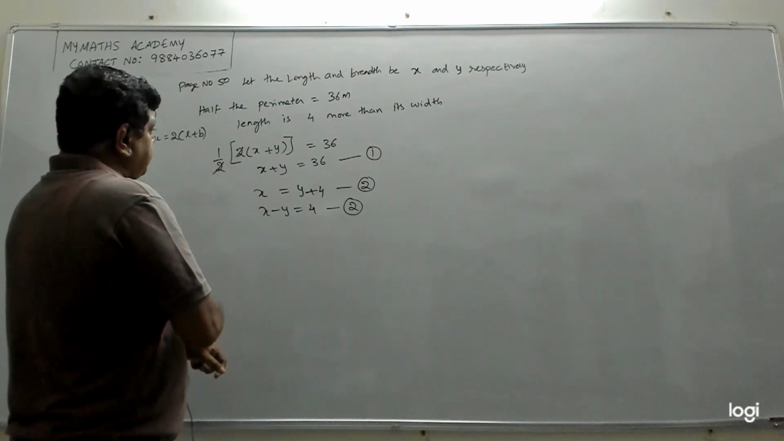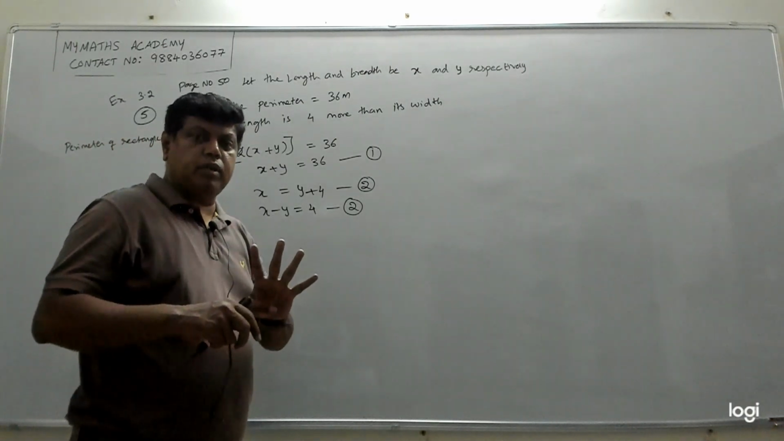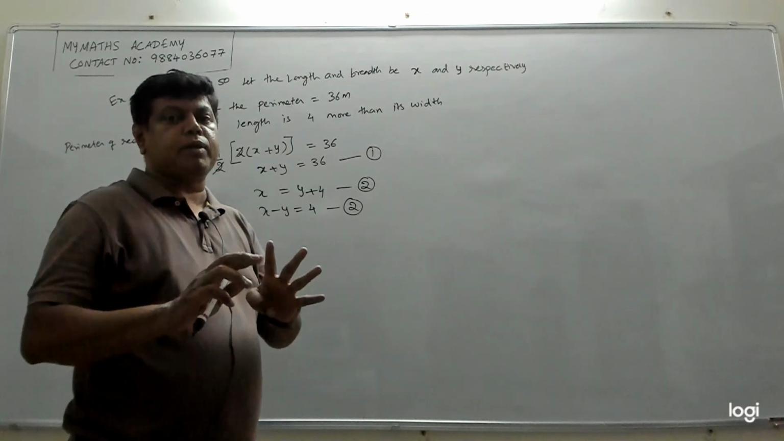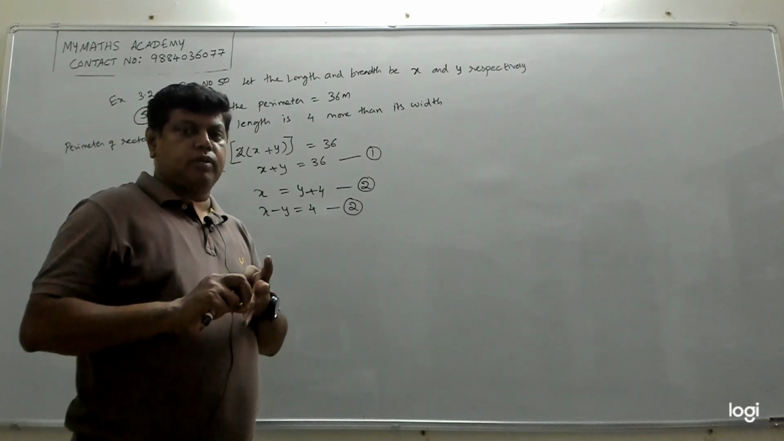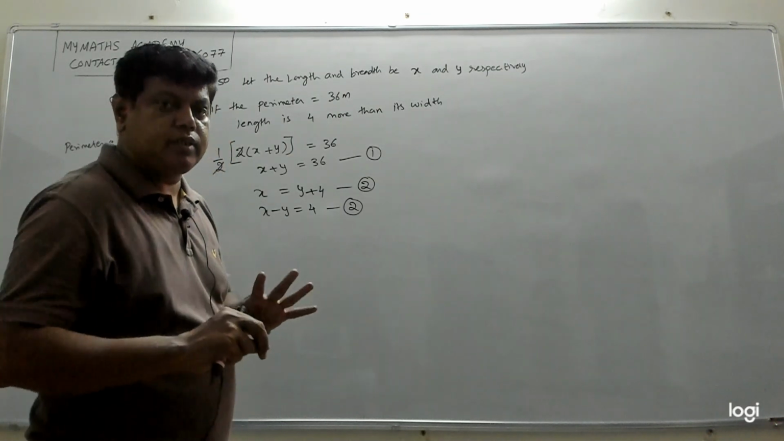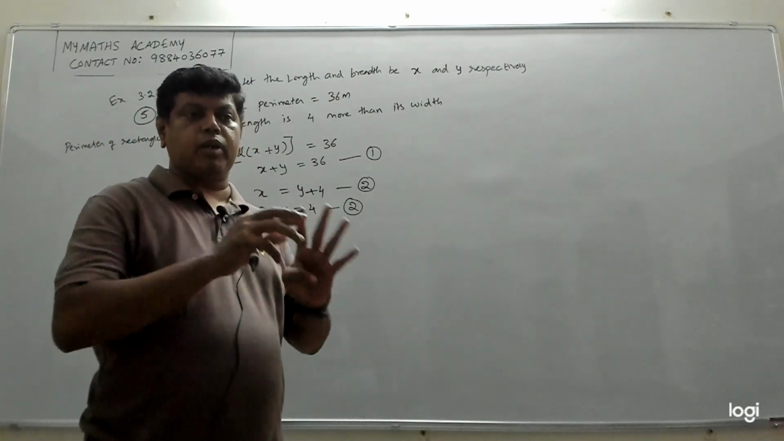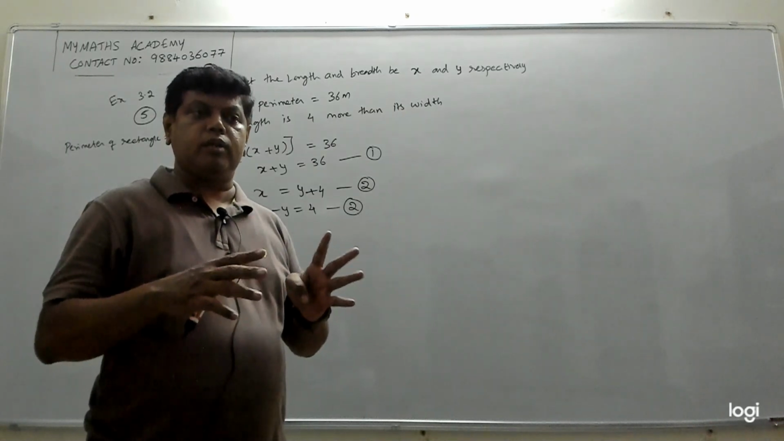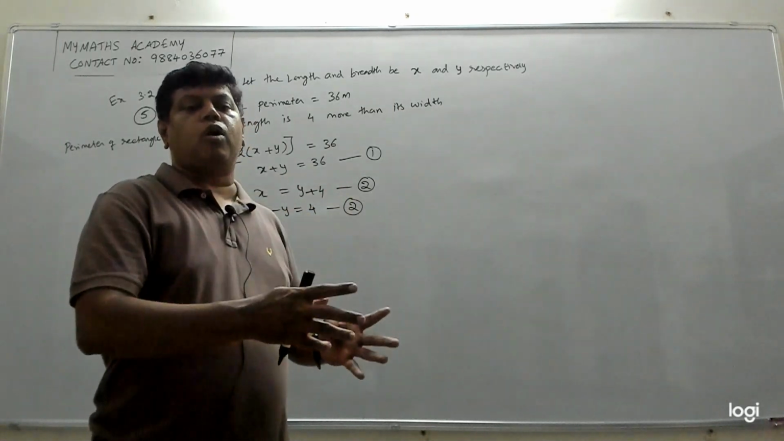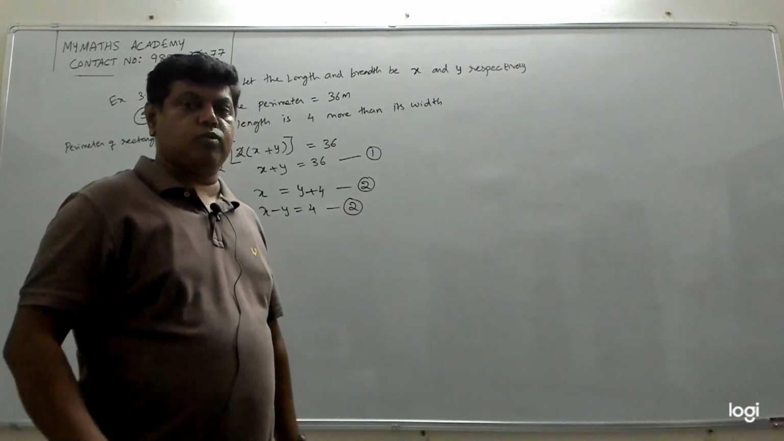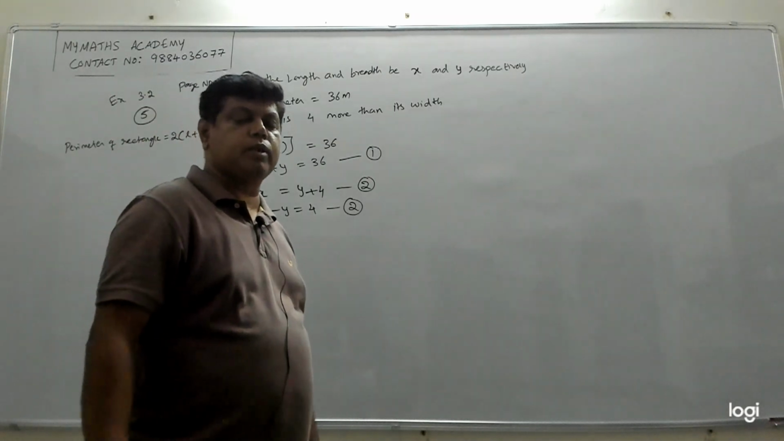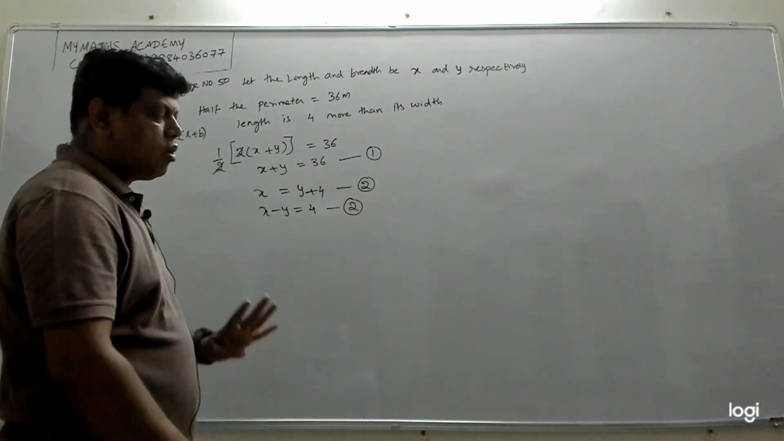Now, among the four methods, if you ask me which is easy, the elimination method is the easiest method. If they don't give any particular method to solve, you can use any method. In that case, we can solve using the elimination method. That will be easy. So the preference should be given to the elimination method. That is the easiest of all the four methods.